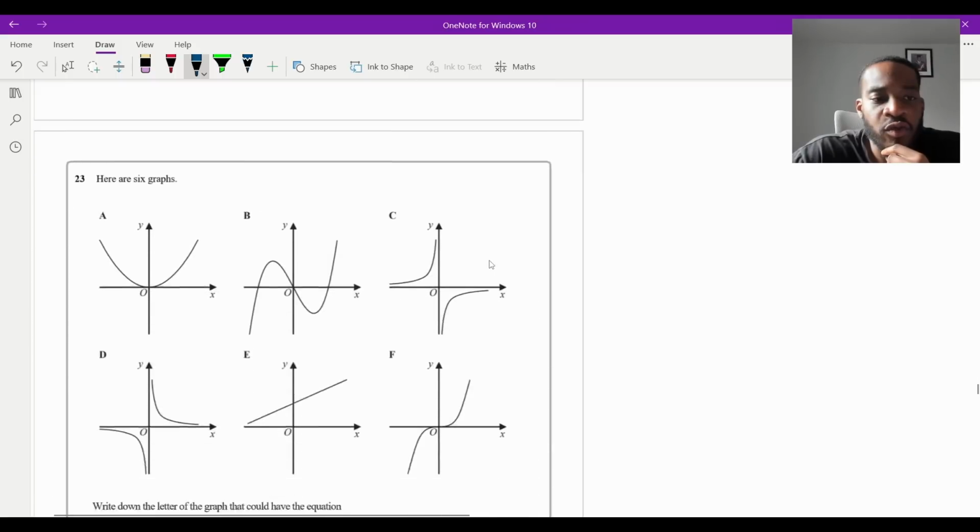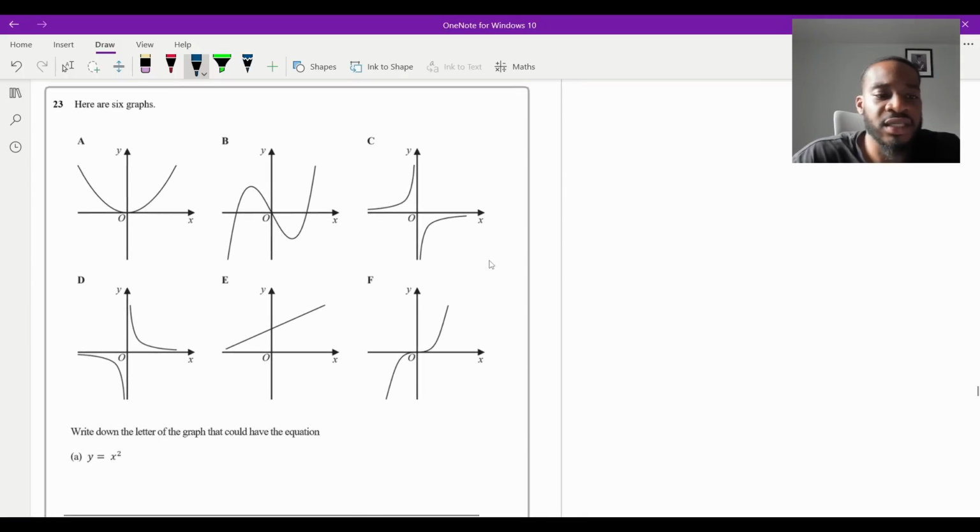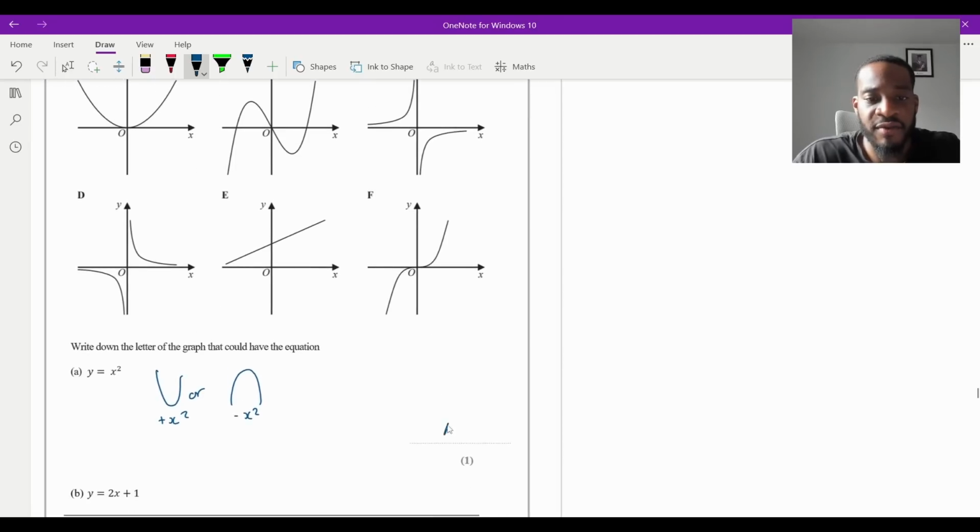Let's do question 23. It says, here are 6 graphs. Write down the letter of the graph that could have the equation for part A, y equals x squared. You just have to have a good knowledge of your graphs, because this question comes up quite a lot. What does the graph of x squared look like? It looks like a U shape like this when you have a positive x squared, or it can look like this when you have a negative x squared. So the answer is going to be A for the first one.